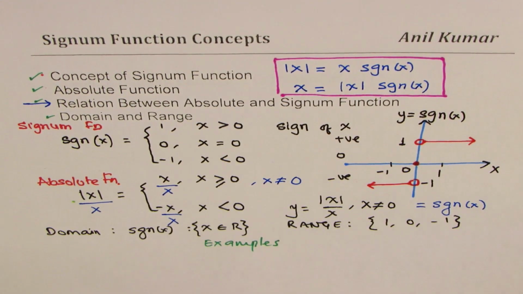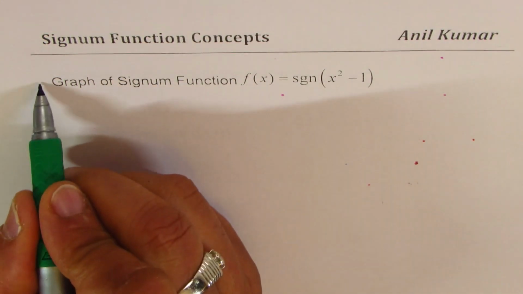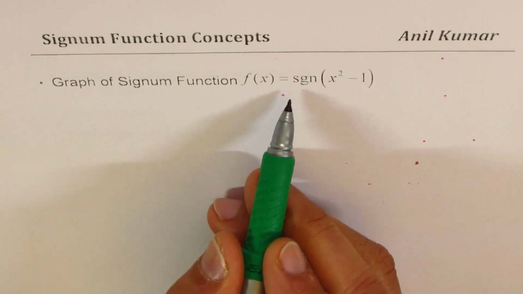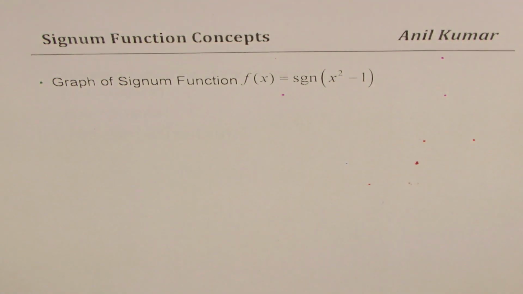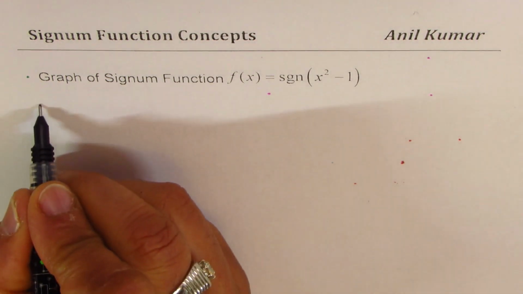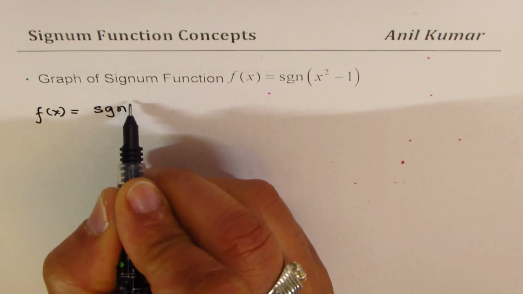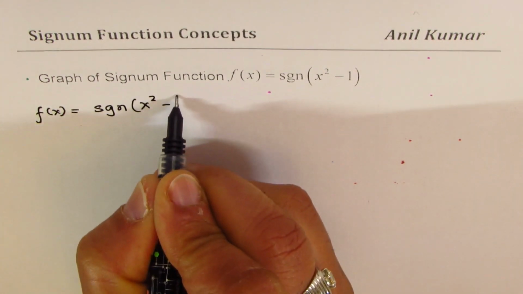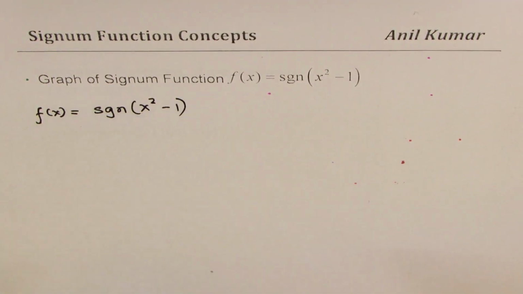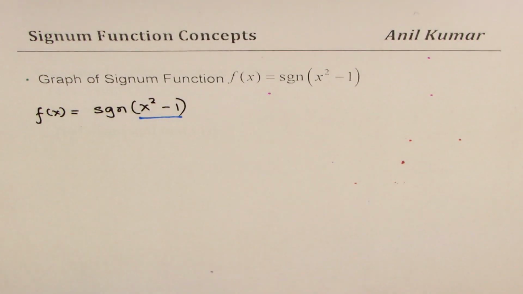Okay. So let's move on. The very first example here is to graph the signum function, signum of x squared minus 1. I'd like you to pause the video, copy the question, solve, and then look into my suggestions. So we are given the signum function f of x equals signum of x squared minus 1. So what we will do here is first sketch the graph for x squared minus 1.